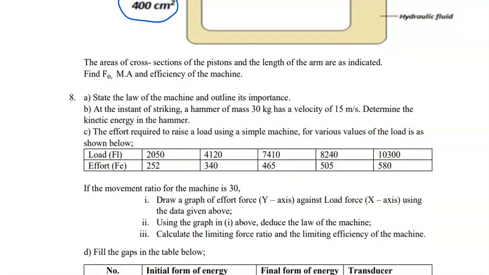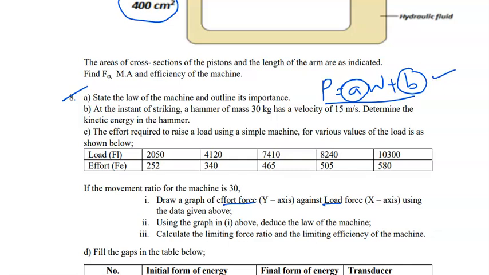So the question I mentioned on the law of the machine, you can be given a graph. You see here you're supposed to plot a graph of force against load. Then from the graph, the y-intercept gives you the value for B, and the gradient gives you the value of A. So the law of the machine is this. The y-intercept gives you B, then the slope gives you A. You substitute them there and you've gotten the law of the machine.